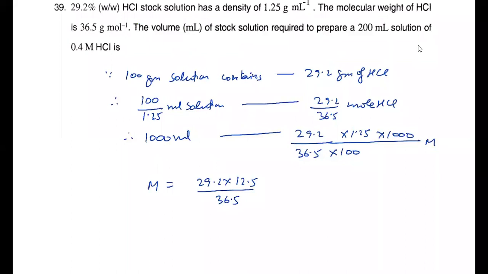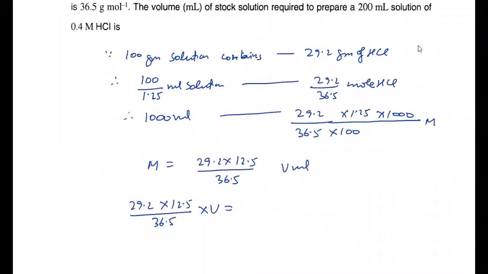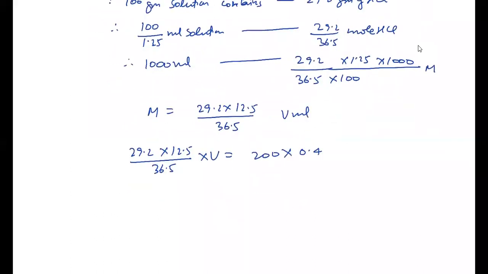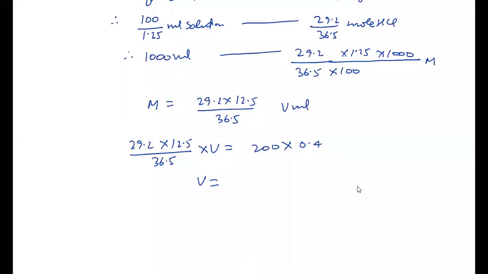Now from this stock solution, you want 200 ml of 0.4 m HCl. That means the moles of HCl you have to equate. So if you take V ml of the solution, that is 29.2 into 12.5 by 36.5 into V must be equal to 200 ml of 0.4 m HCl. And here you will solve for the value of V. That must be your answer. If you solve it, it comes out to be 8 ml.